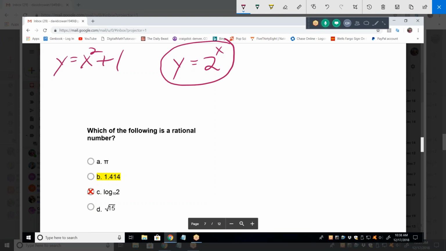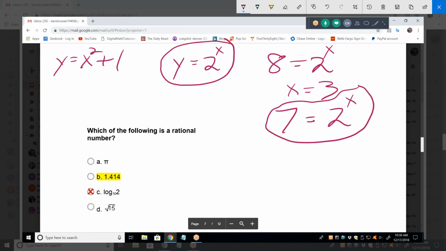If I told you 8 is equal to 2 to the x, it would be quite easy to figure out that x had to be 3, right? Right. But if I told you 7 was equal to 2 to the x, you would have no algebraic way of solving that. Because it's some number between, it's not 2, it's not 3, it's between 2 and 3. But how to figure it out, you need a calculator, and thus that's why they invented logs.